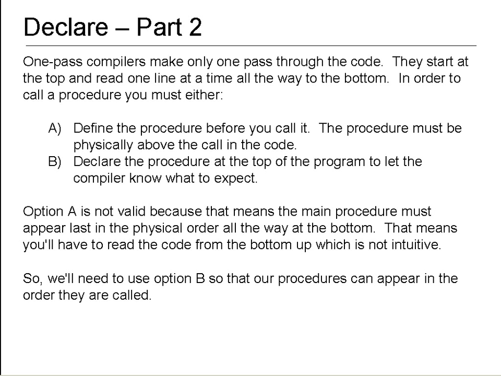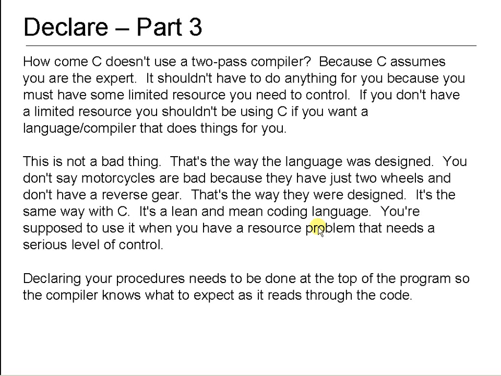Yep. Now, I'm sure one of you out there is asking, well, that's stupid. How come C doesn't use a two-pass compiler? It's a very good question. Because C assumes you are the expert. Remember, the language is all about control. It shouldn't have to do anything for you because you must have some limited resource that needs to be controlled. If you don't have a limited resource, then how come you're using C? If you want a language that does something for you, C is not the right one. Now, this is not a bad thing. That's the way the language was designed.